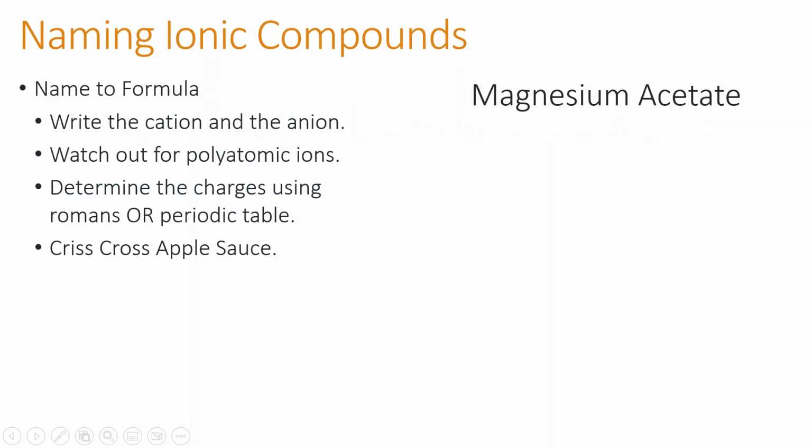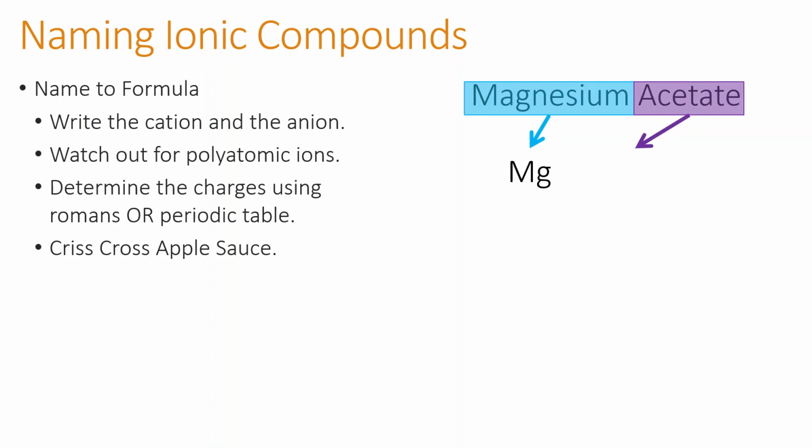So now we want to practice actually writing names and formulas here. On your page, you have detailed directions that you can refer to. Here we're going to do some abbreviated directions. So the first thing we want to do whenever we go from a name like magnesium acetate to its formula, we need to write out the cation and the anion. So I've got magnesium, that's going to be Mg, there's my cation, and acetate is a polyatomic ion. So there's the formula for acetate.